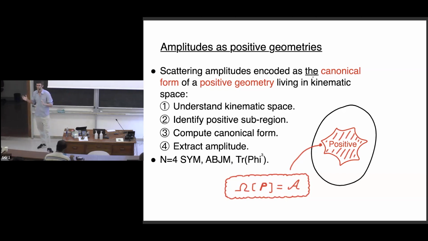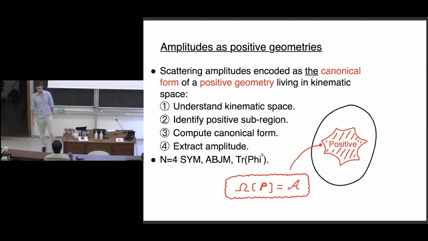And to every positive geometry, you can associate a unique differential canonical form with logarithmic singularities on boundaries of all codimensions. And this canonical form encodes for you scattering amplitudes in the theory you're considering. So in particular, this has seen success in, well, most notably, N=4 super Yang-Mills, but also for ABJM theory and trace phi cubed.